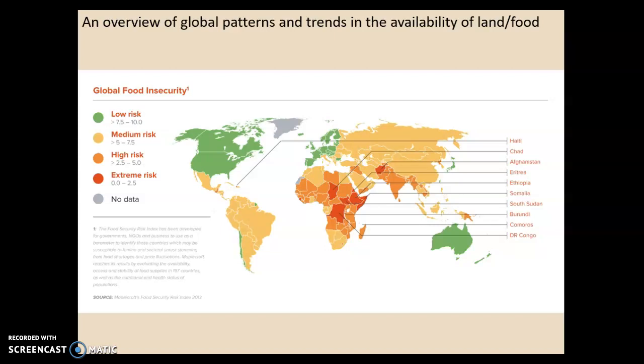Probably this is a pattern that you see repeated over and over again in terms of wealth, in terms of food, in terms of water. There are very few surprises to be seen here.